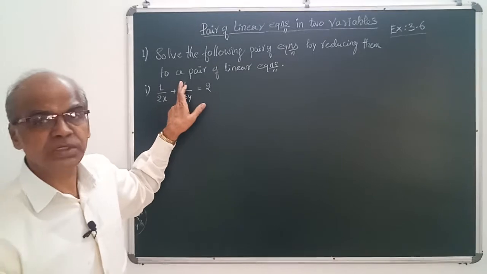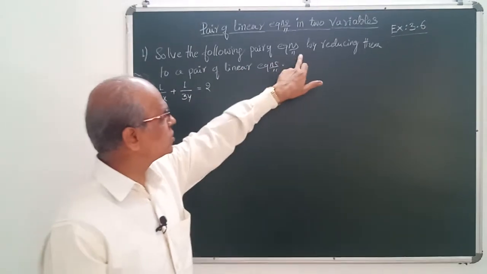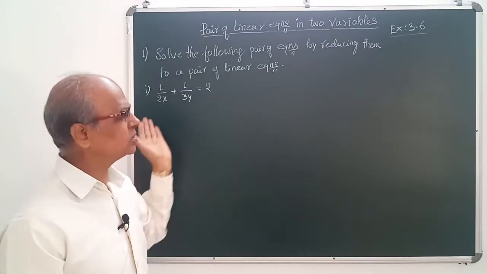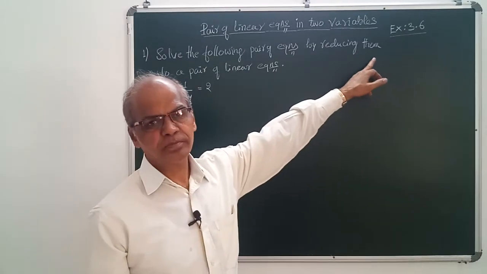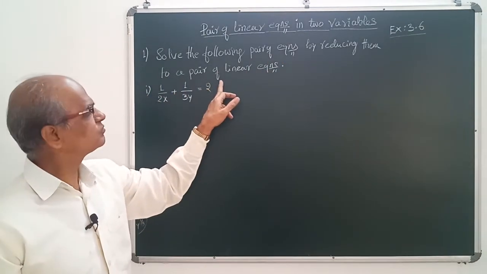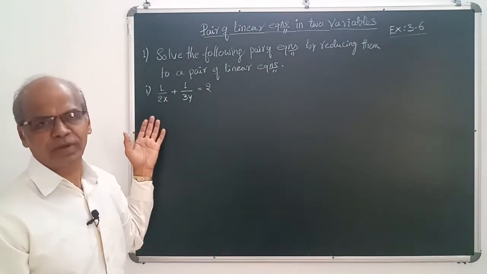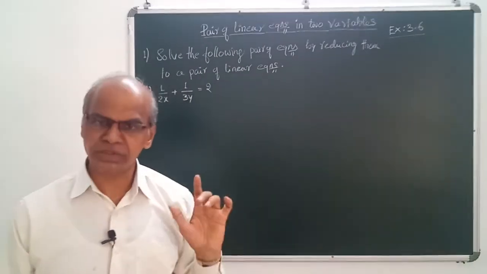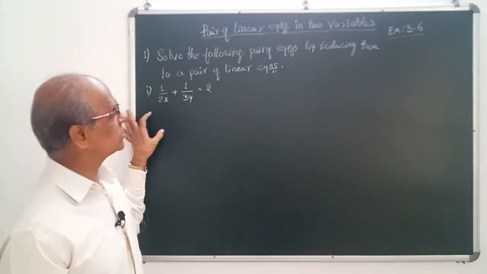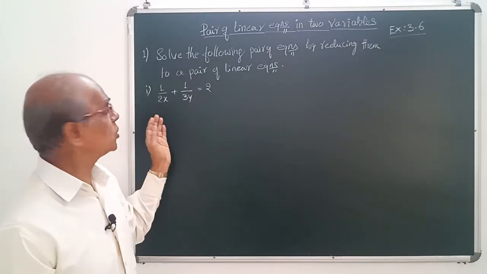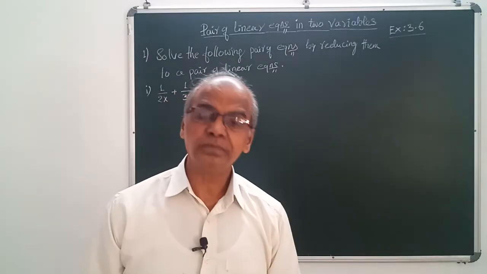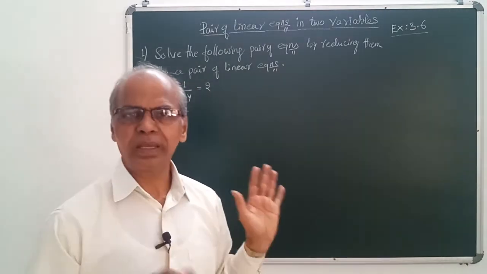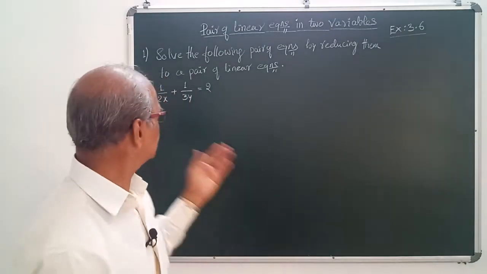What the title of the question says in all the 8: solve the following pair of equations by reducing them to a pair of linear equations. I have written only one, I will write one more, don't worry. So each pair of equations as it is you cannot solve, but you have to reduce it. That means you have to simplify it, bring it into the general form, and thereby solve it by the elimination method. Understood? So let me just write this equation.